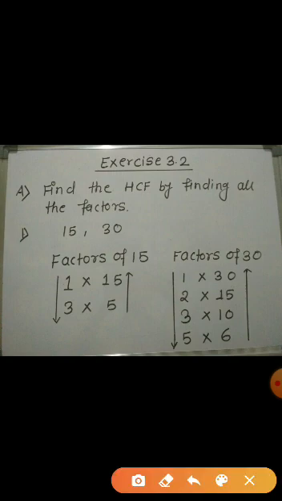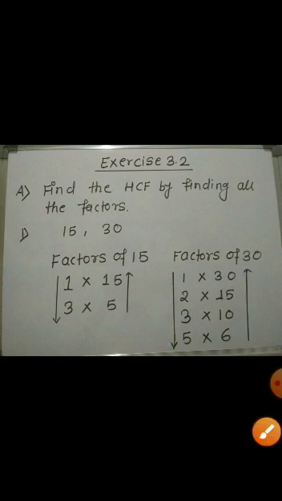First of all, we find the factors of 15. What are the factors of 15? 1 into 15, 15. 3 into 5, 15. So the factors of 15 are 1, 3, 5 and 15. Similarly, we can find the factors of 30. 1 into 30, 30. 2 into 15, 30. 3 tens are 30 and 5 sixes are 30. So what are all the factors of 30? 1, 2, 3, 5, 6, 10, 15 and 30. These are the factors of 30.